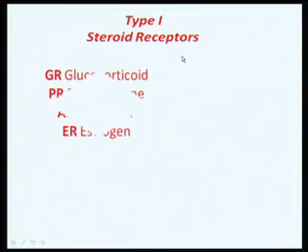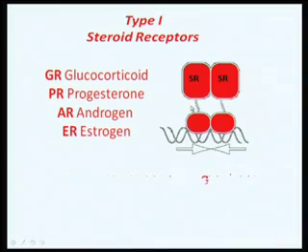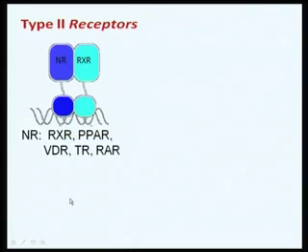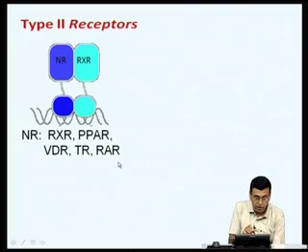So this is just a summary of what we discussed so far. I will not discuss again, just to tell you that the steroid hormone receptor type 1 receptors bind as homodimers to inverted repeat sequences like GREs and EREs, and only 2 base pairs distinguish between a GRE and an ERE. And the type 2 receptors that we discussed today consist of nuclear receptors like RXR, peroxisome proliferator activated receptor, vitamin D receptor, thyroid hormone receptor, retinoic acid receptor.